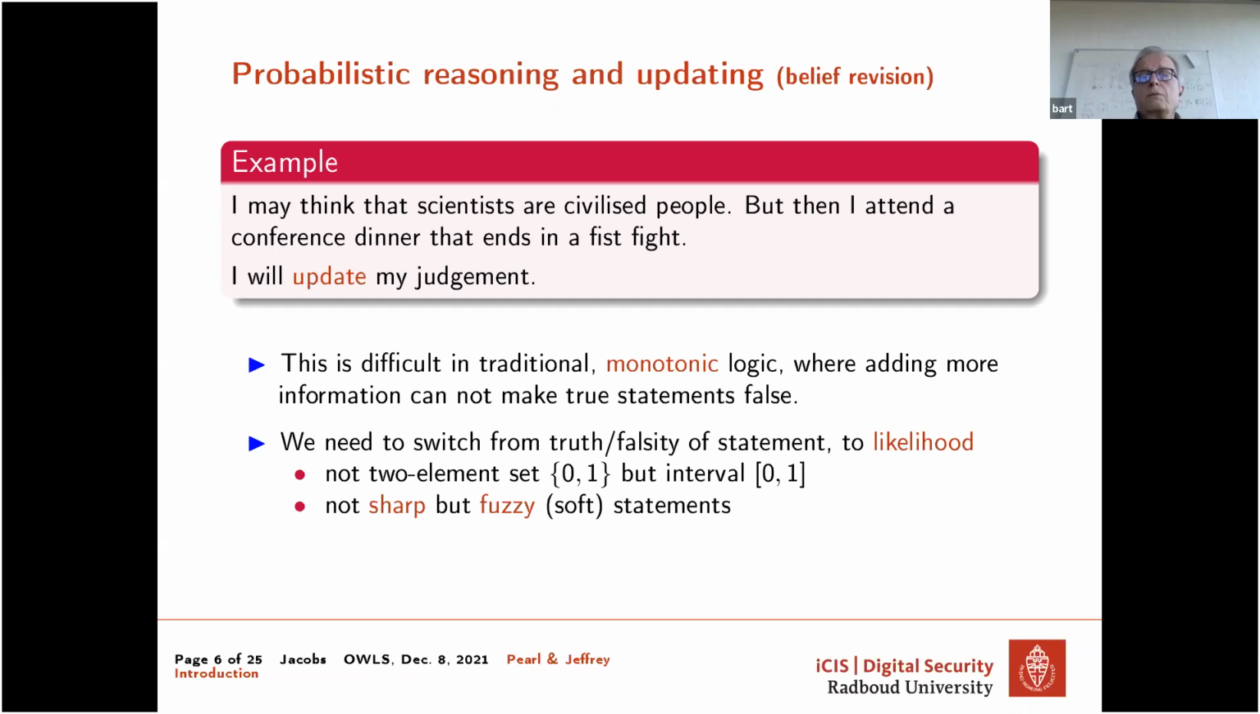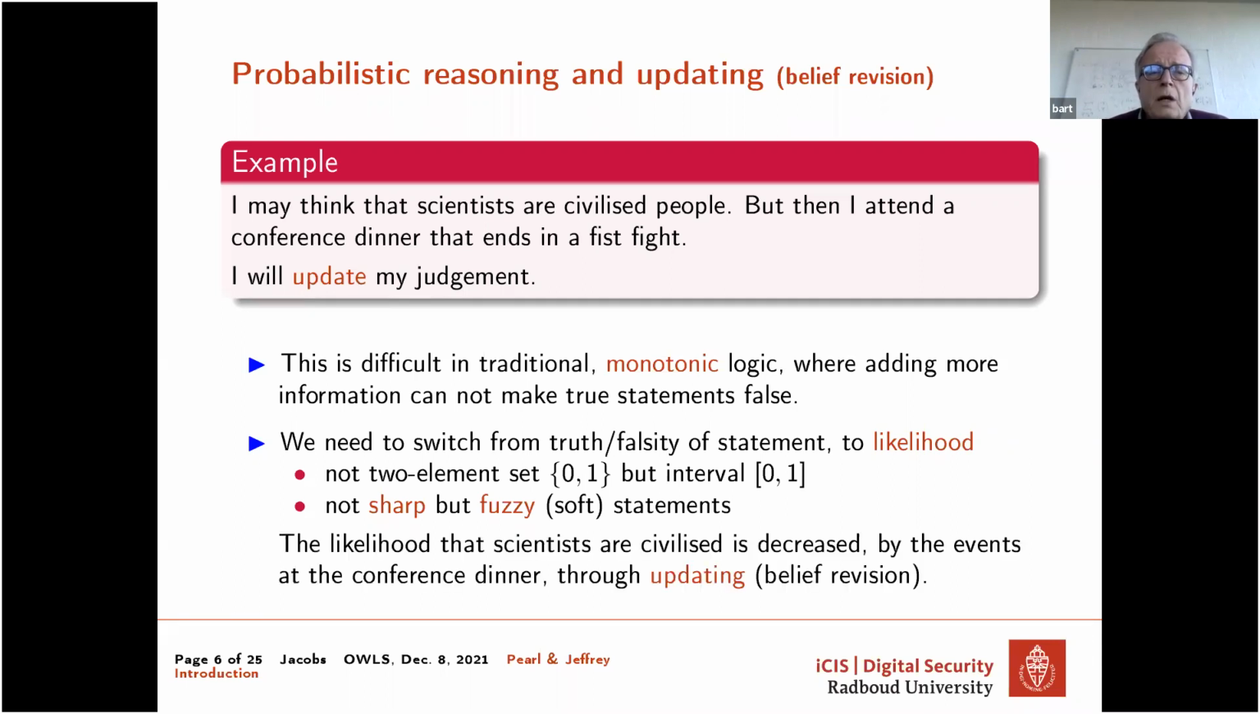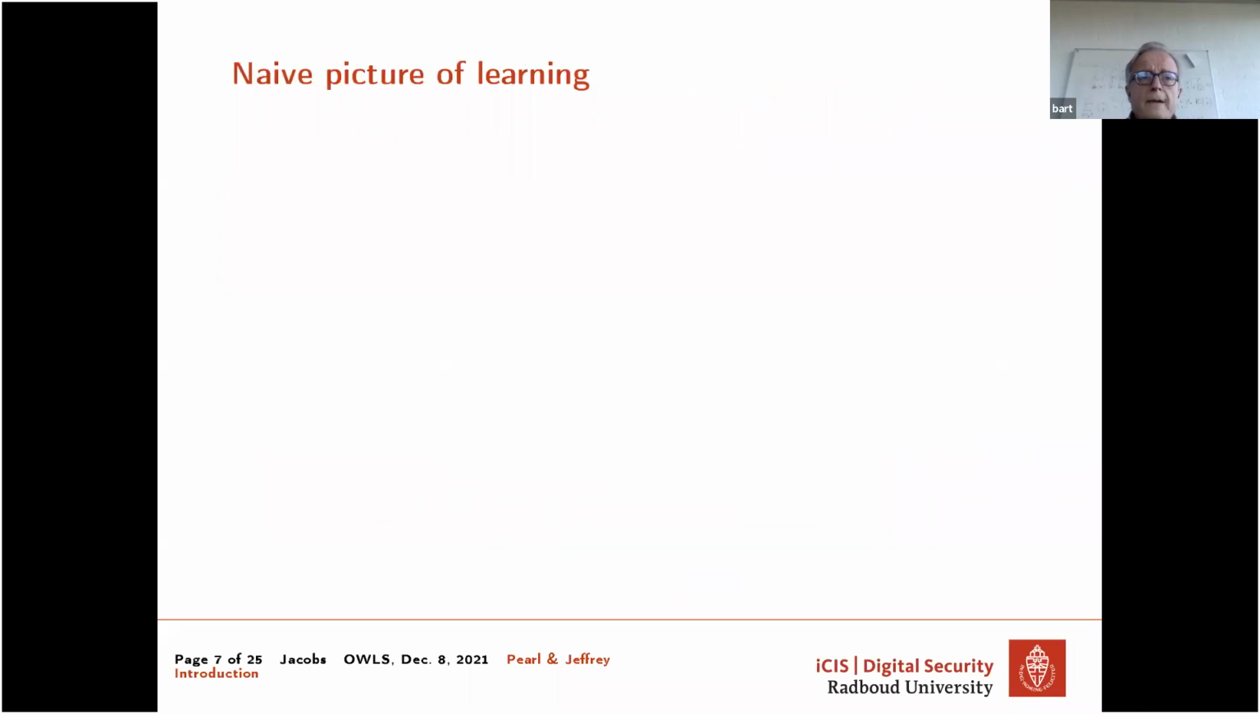But I think we also have to reason about likelihoods. So we change from Boolean discrete values 0, 1 to continuous values between 0 and 1. In the field, that's sometimes called moving from sharp to fuzzy or soft statements. In this situation, the example says that the likelihood that scientists are civilized is decreased by events at the conference, through updating or belief revision. This is a big topic.